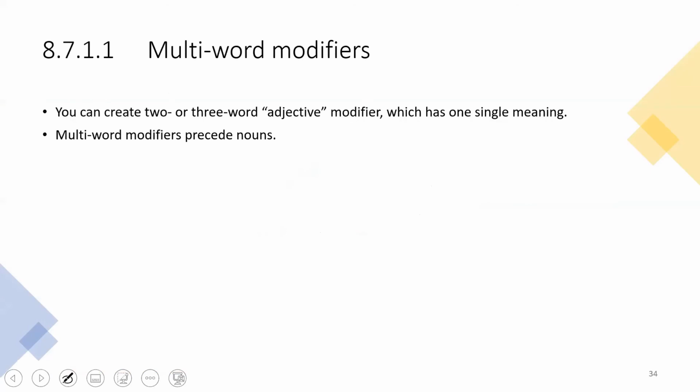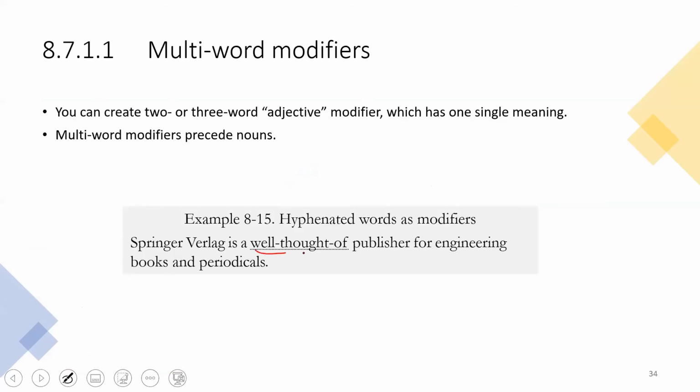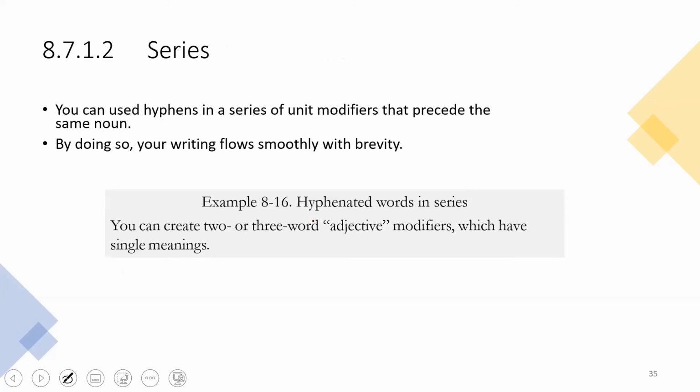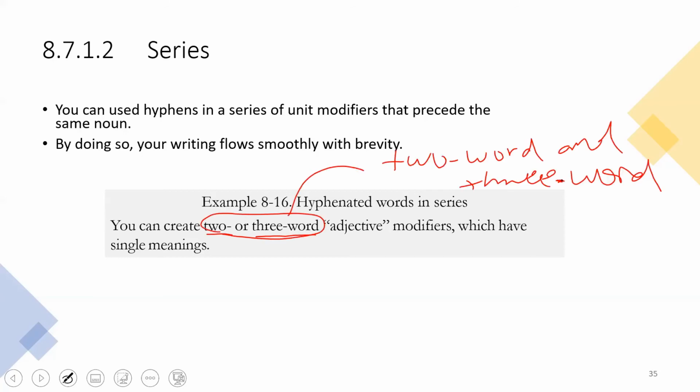So when you have multi-word modifiers, you also need to hyphenate. For example, well thought of. Well thought of means respectful, very good. Okay. Series, for example, you have 2, 3 words, which means this one.